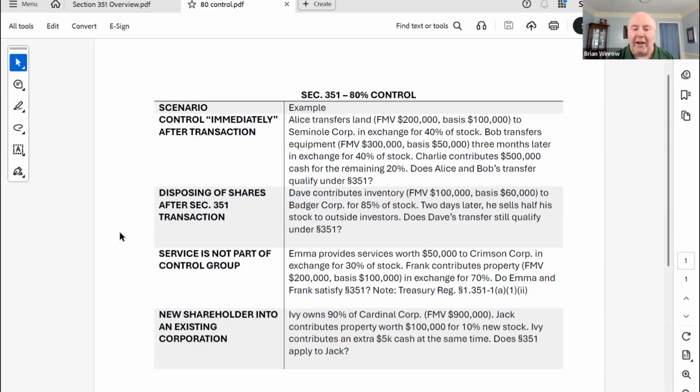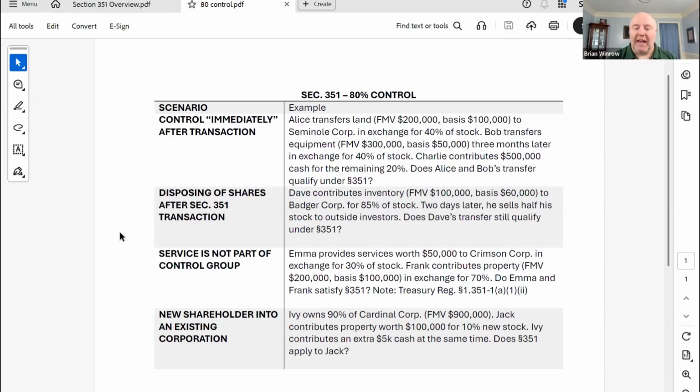All right. Alice transfers land with a fair market value of 200,000 and a basis of 100,000 to Seminole Corporation in exchange for 40% of stock. Bob transfers equipment, fair market value of 300,000, basis of 50,000. 3 months later, in exchange for 40% of the stock, Charlie contributes, let's say that's $50,000 cash for the remaining 20%. It wouldn't make sense for Charlie to be contributing 500,000 and only getting 20% when that's far more than what others are doing. So let's say that was $50,000 for the remaining 20%. Do Alice and Bob, so let's forget Charlie who has 20%, qualify under 351?